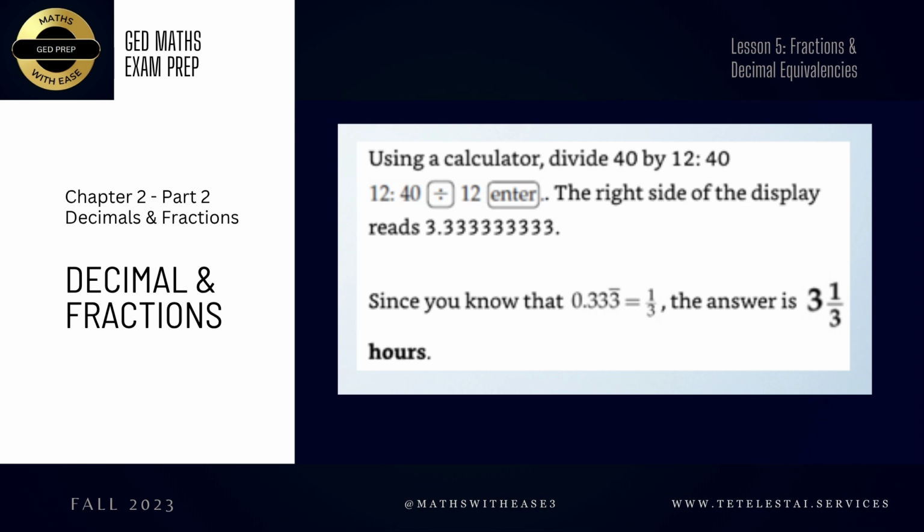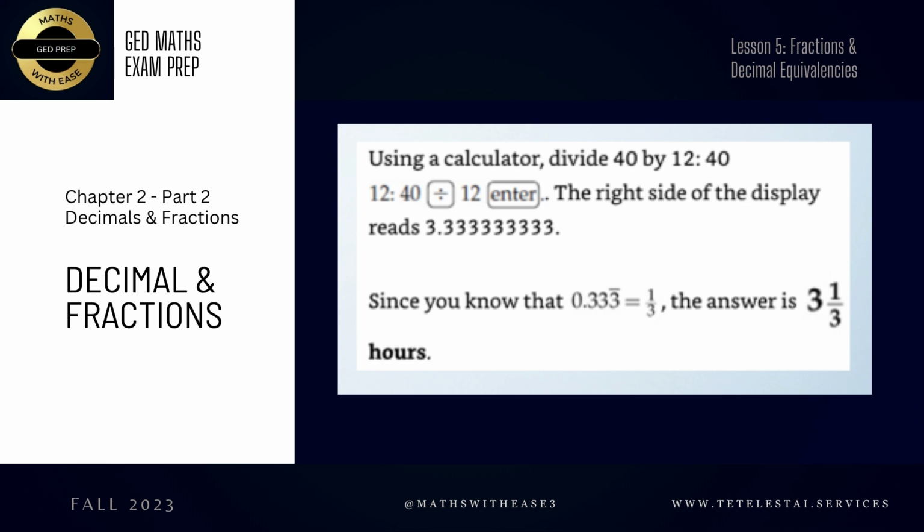You'll see on the right side of the display 3.333 into perpetuity, right? And so since you already know that 0.333 with a dash on top, at the place that the author chooses to stop, is equivalent to 1/3, you would simply write your answer as 3 1/3 hours.